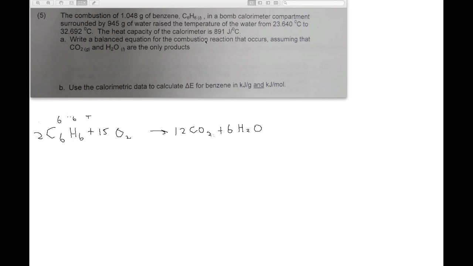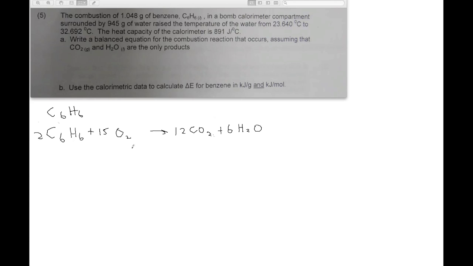Write a balanced equation for the combustion reaction. All right, so this is one answer. Sometimes for a combustion reaction, they want you to have only 1 mole of the thing you're burning. So how would we write this to have only 1 mole?